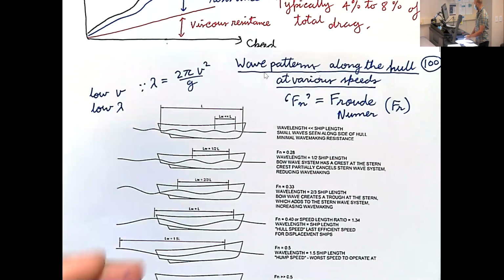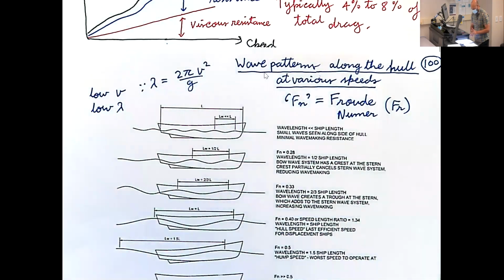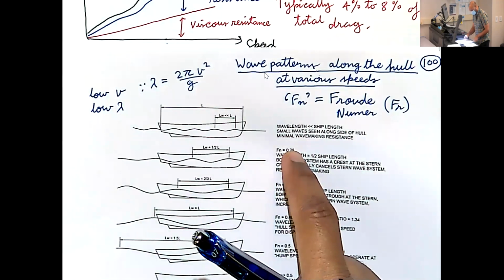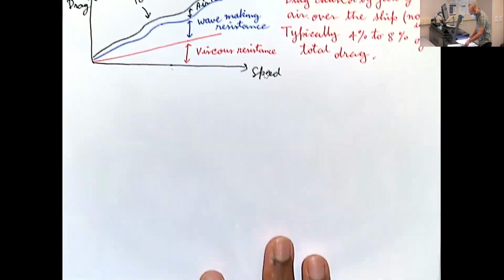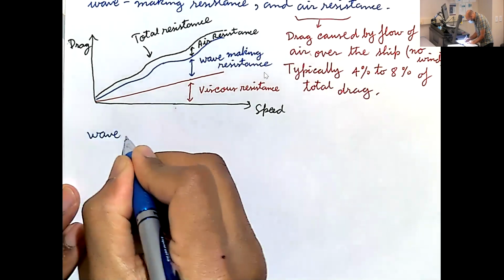Okay, and we already talked about what happens as we change the speed. So let me write a few sentences, and then we'll come back to how we compute the Froude number here.